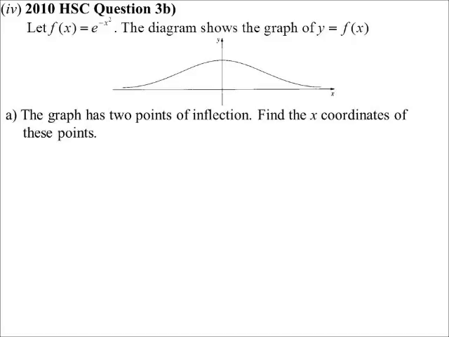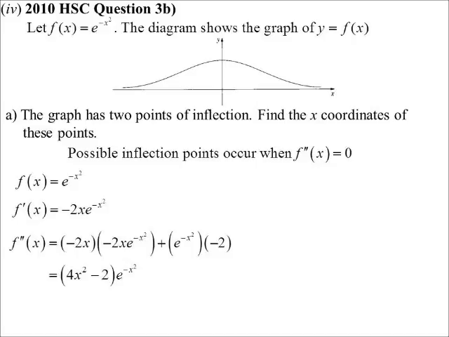The graph has 2 points of inflection. Find those x coordinates was the first part of the question. So okay, we know the possible ones occur when the second derivative is equal to 0. So I find my second derivative and solve when that's equal to 0. Now, I don't have to test, because they told me there were 2 and I came up with only 2 possible answers, so they must be the 2 they're looking for. And they've only asked for the x coordinates, so I'm not going to worry about finding y coordinates.